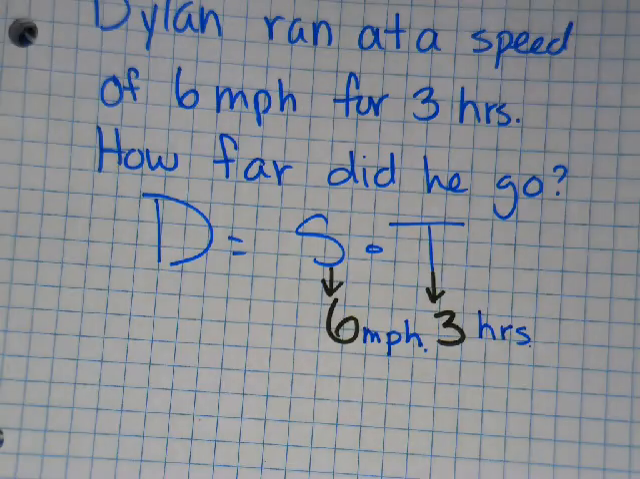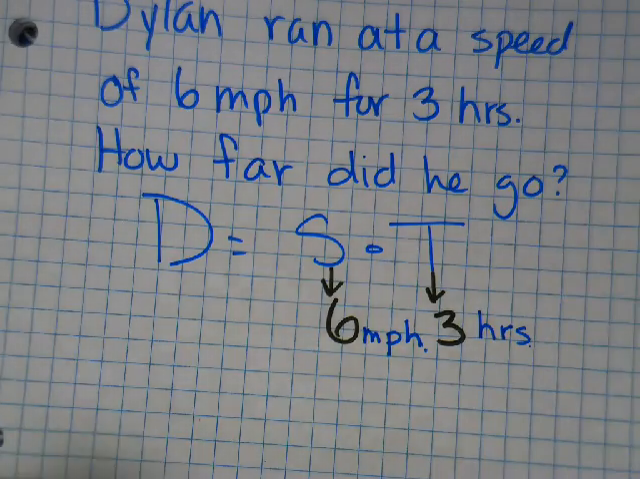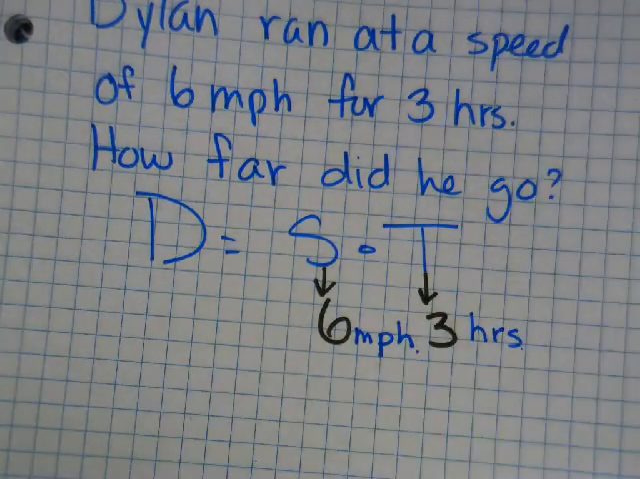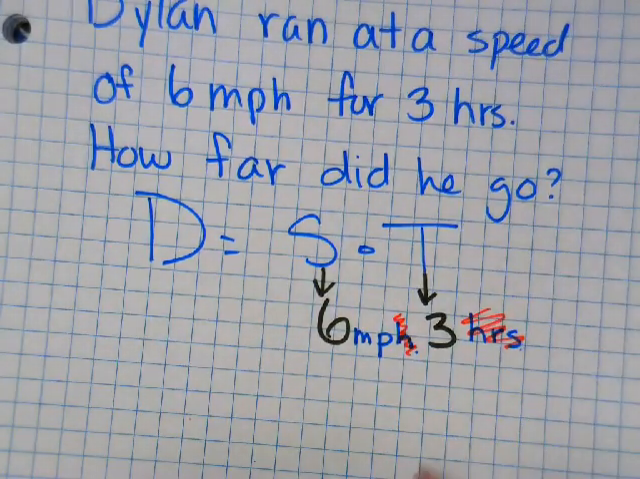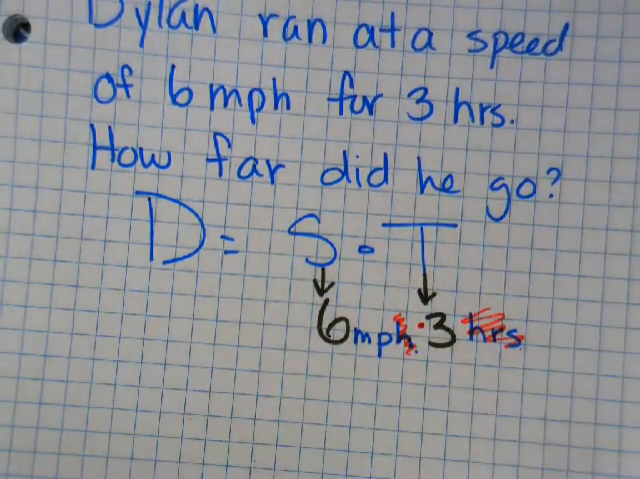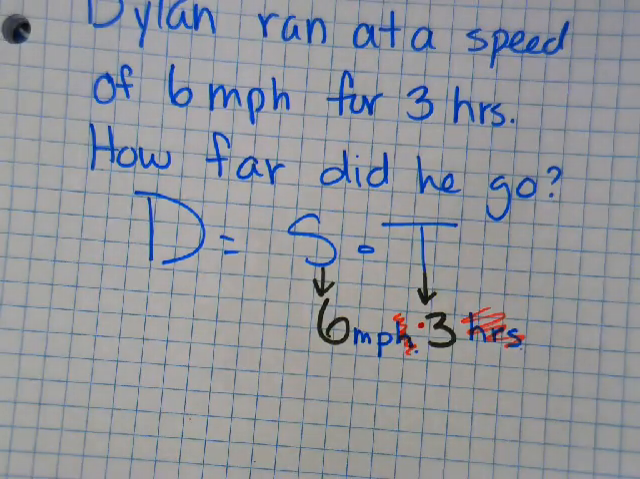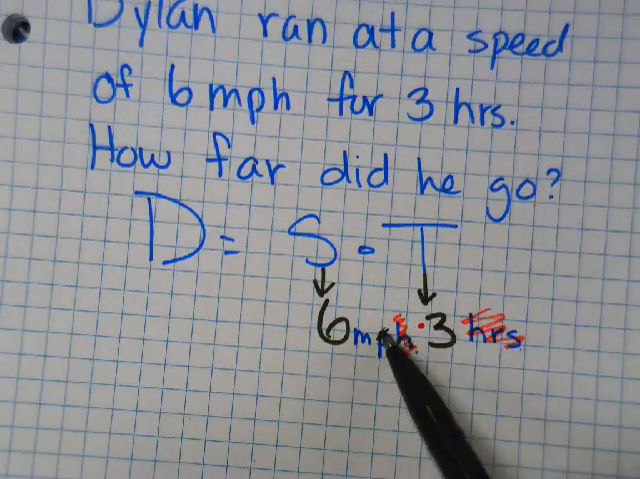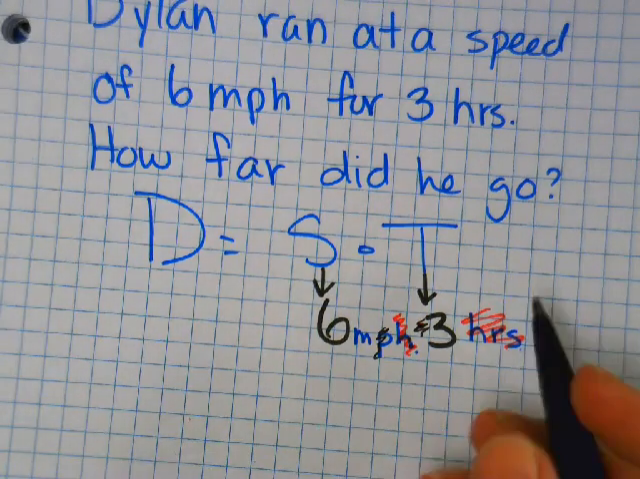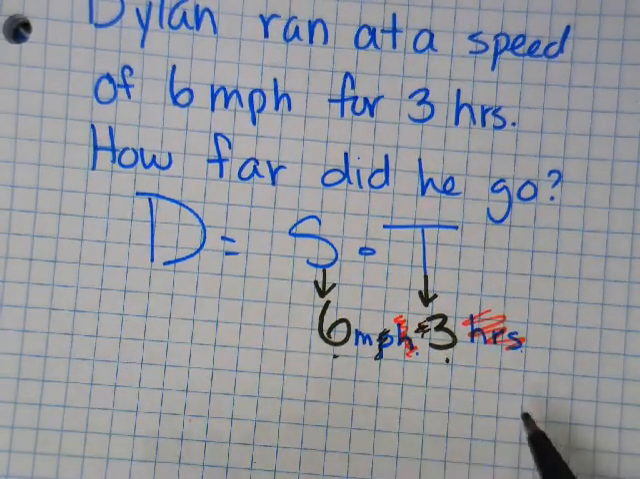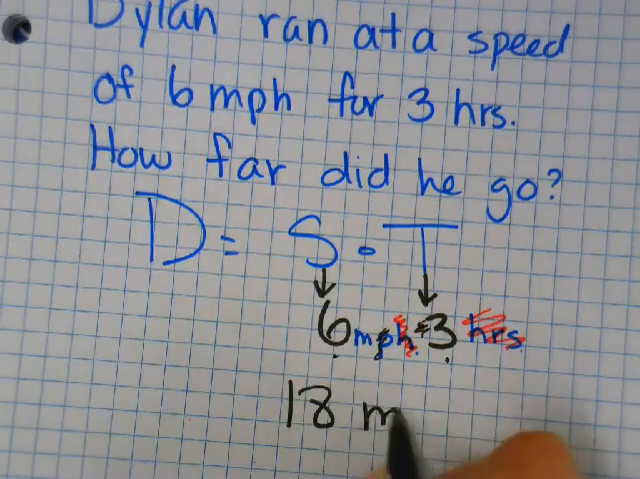What words repeat? The H. What does H stand for? Hours. So we don't want hours anymore. Oh, I forgot to write the dot. What does the dot cross out? The P. What am I left with? M. So now let's just do the math. What's 6 times 3? 18 miles.